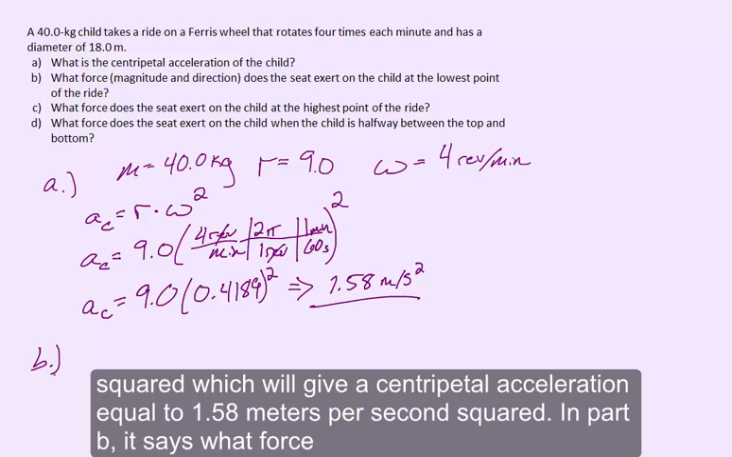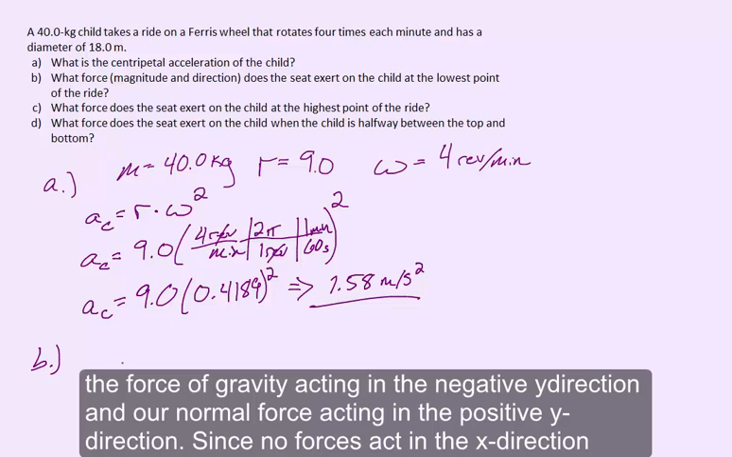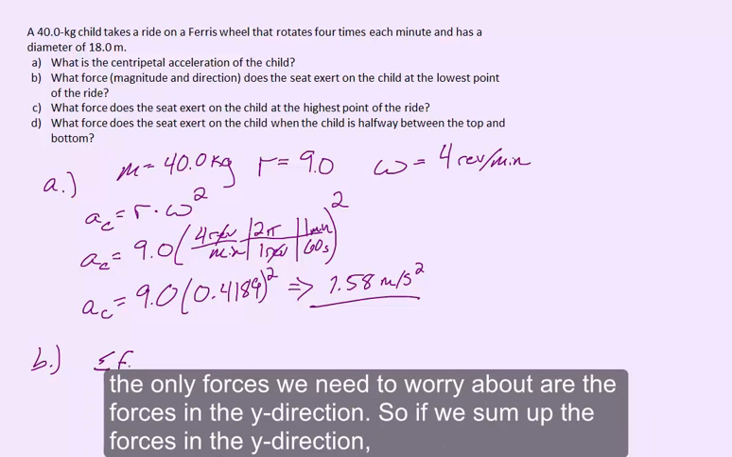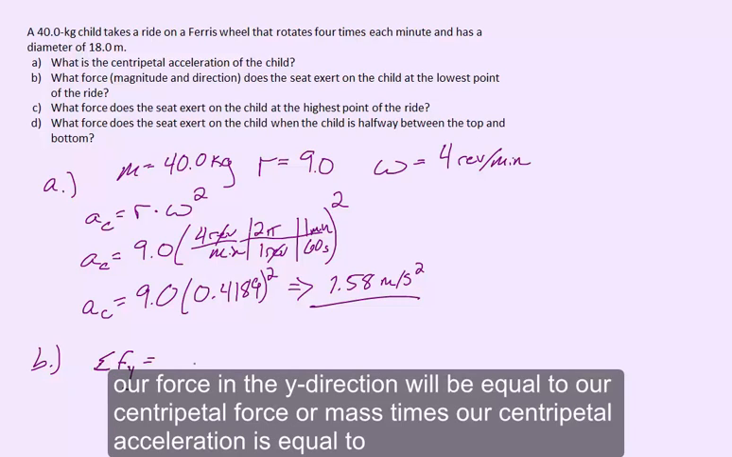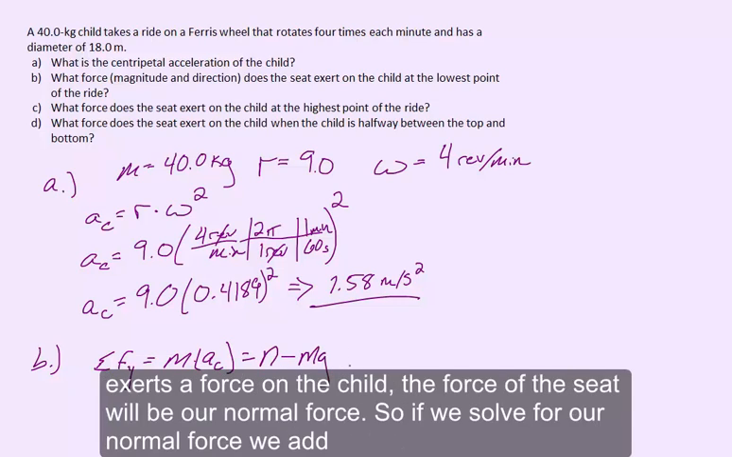In part B, it says, what force does the seat exert on the child at the lowest point of the ride? So at the lowest point of the ride, the only forces exerted on the child will be the force of gravity acting in the negative y direction and our normal force acting in the positive y direction. Since no forces act in the x direction, the only forces we need to worry about are the forces in the y direction. So if we sum up the forces in the y direction, our net force will be equal to our centripetal force, or mass times our centripetal acceleration, which is equal to the normal force acting in the positive direction and the force of gravity acting in the negative direction. And since the seat exerts a force on the child, the force of the seat will be our normal force.